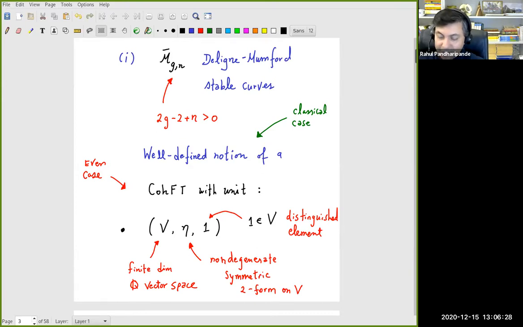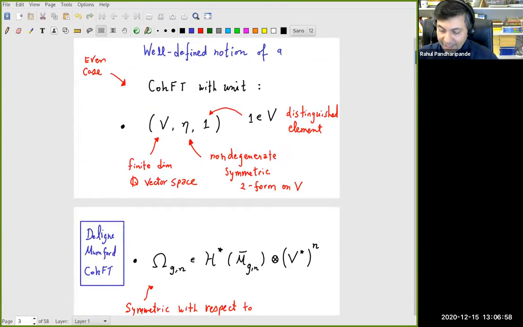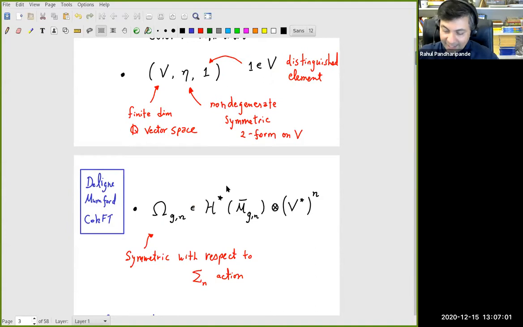And the first piece of data for this CohFT is a triple, which is a vector space, which is a finite dimensional Q vector space. The tradition in the subject is that you say Q vector space, but in almost every example, you extend scalars one way or the other, so we're not going to worry about that. You can just view here Q as a field or something like that. But anyway, Q vector space, and then a non-degenerate symmetric 2 form, that's this eta, and a distinguished element of V, which is the unit. So that's the beginning data. And then the main piece of data that the CohFT has is some maps. So you can write it this way. It's this capital omega.